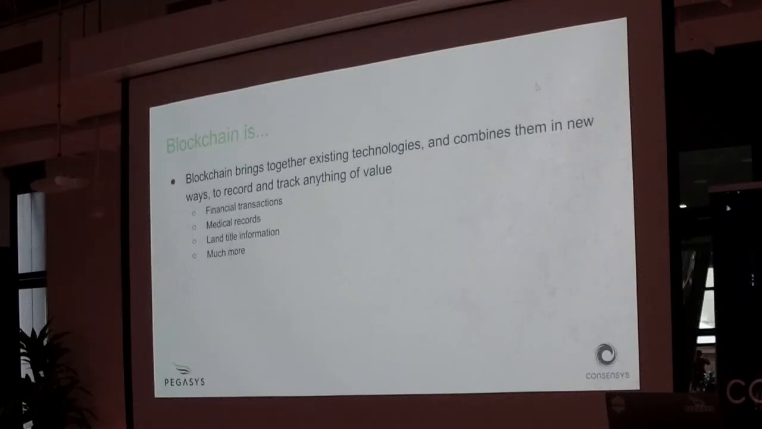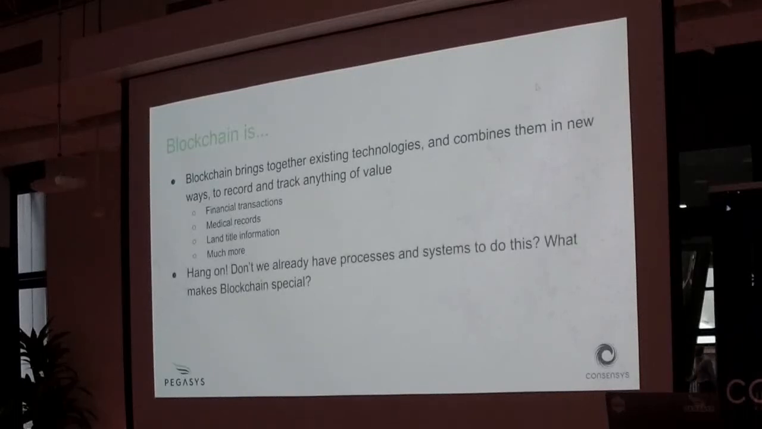So by that, those could be financial transactions, those could be medical records. It could be land title information. It could be supply chain information. There's a whole raft of different applications that we could use blockchain for. Now, you may be asking the question, well, hang on, haven't we got systems in place that allow us to do this already? Well, yes, we do, but blockchain does some things that are fundamentally different.